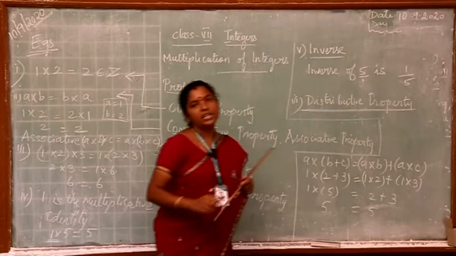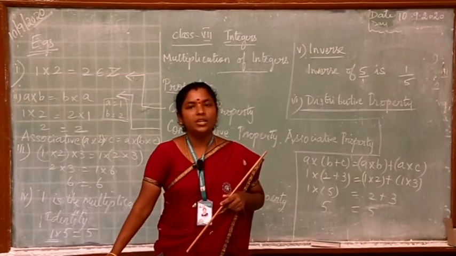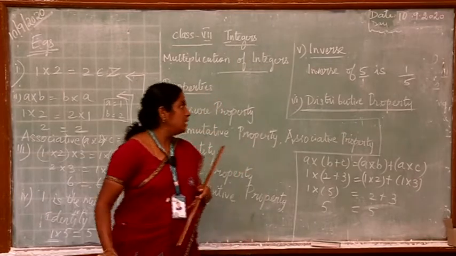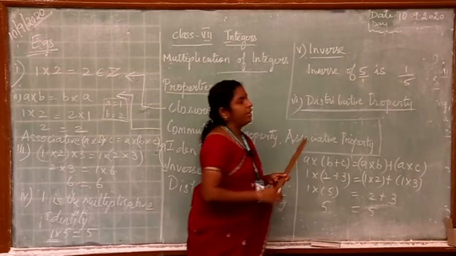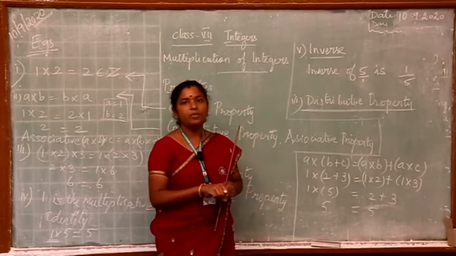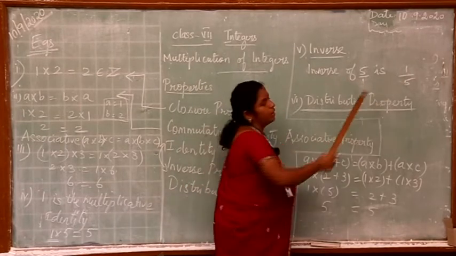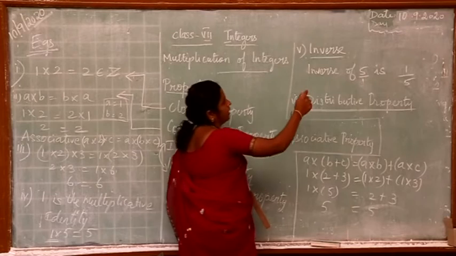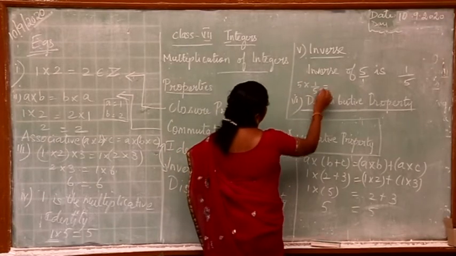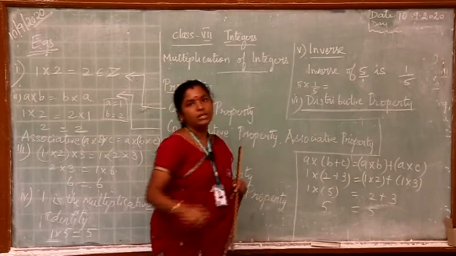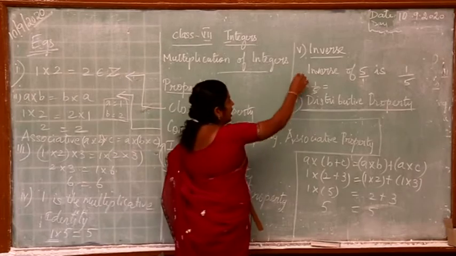I repeat, inverse is if you have any number, we go for the other operation. Since your operation here is multiplication, we go for the other operation, division. If you have the number 5, it is implied as 5 divided by 1. So, what is the inverse of 5? We can say it is 1 by 5. If I take this number 5 multiplied by 1 by 5, what will be the answer? 5 and 5 get cancelled, so you will have 1 and 1.